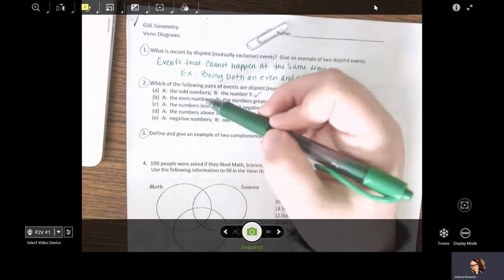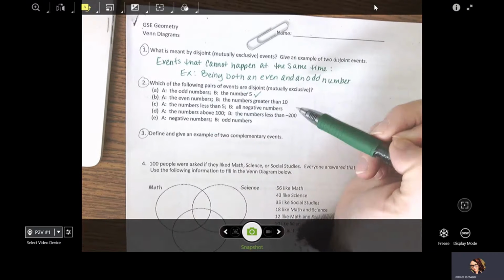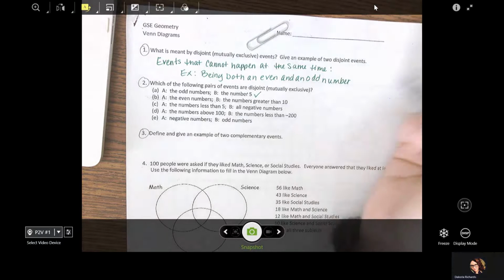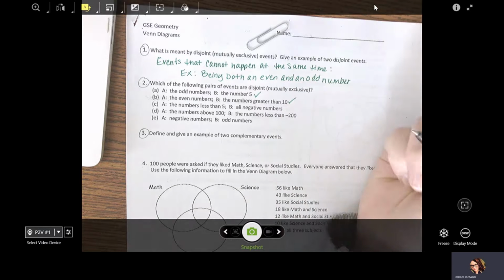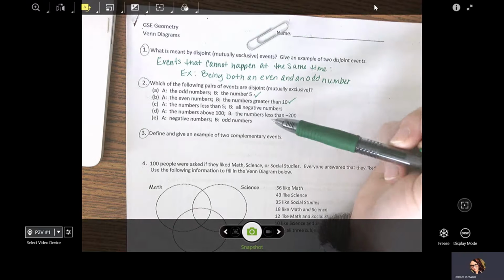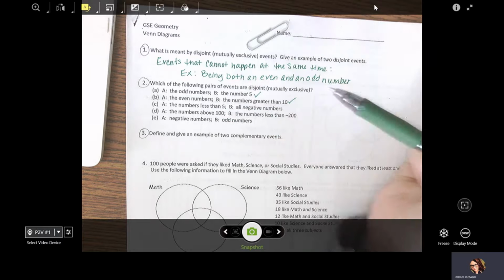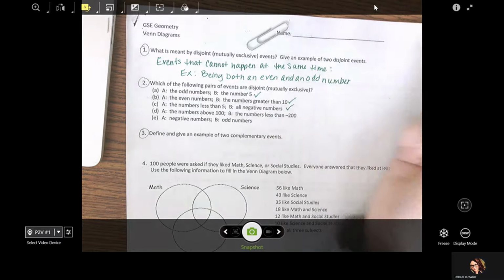The even numbers would be event A, event B, the numbers greater than 10. Are there even numbers greater than 10? Yes. 12 is an even number greater than 10. That works. C, event A, the numbers less than 5. Event B, all negative numbers. Well, is negative 1 less than 5? Yes, those 2 can happen at the same time.